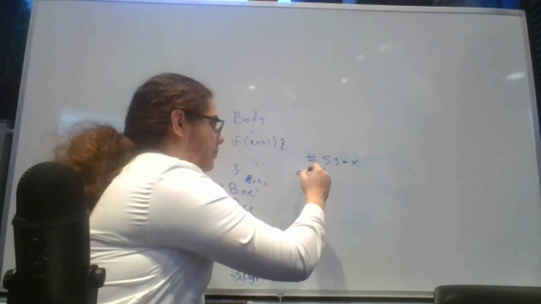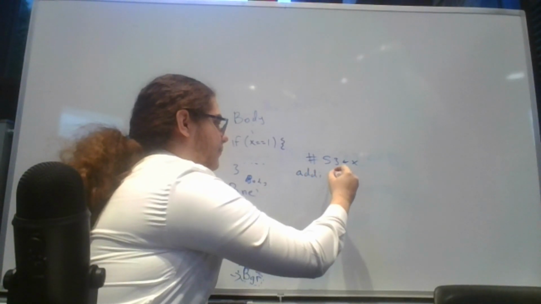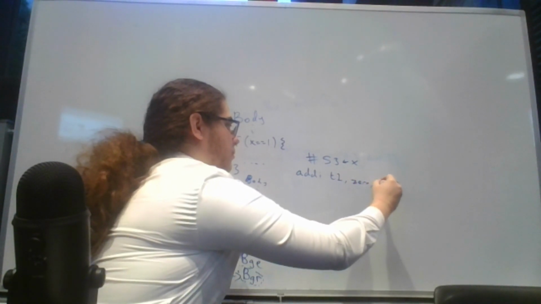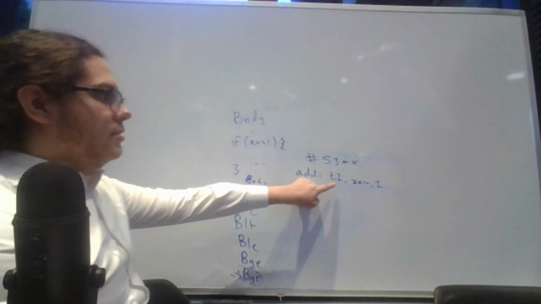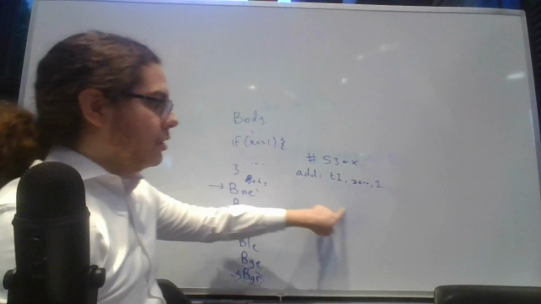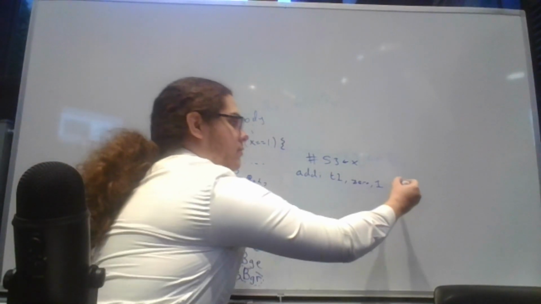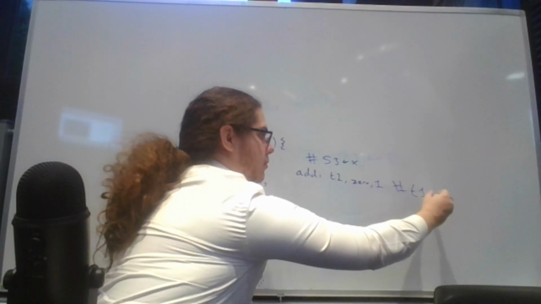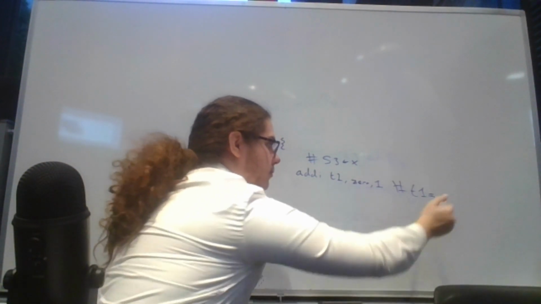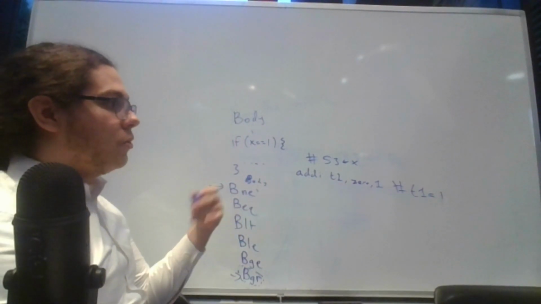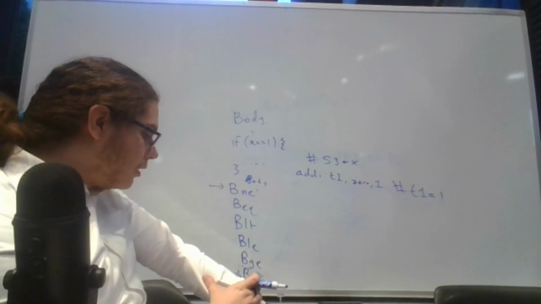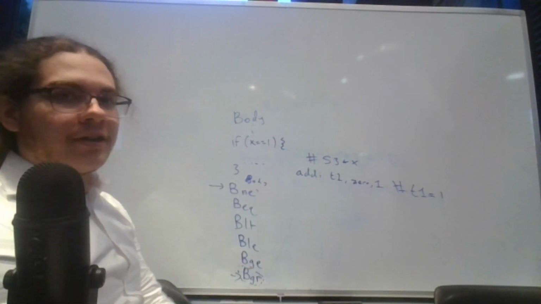So here's what I'll do. What I did there is I added 2 numbers, a register with an immediate, and I stored it in T1. After this line executes, T1 holds the value 1, because 0 plus 1 is 1, and that gets stored into T1. Okay, are you cool with this stuff so far?